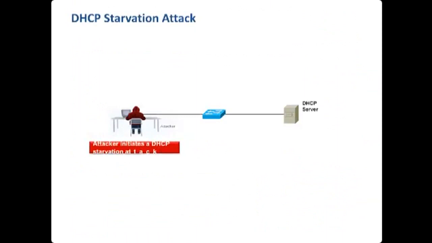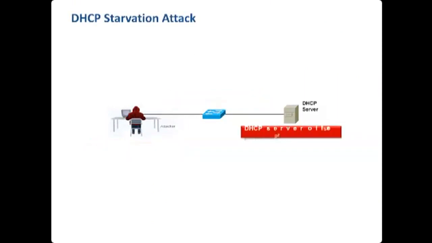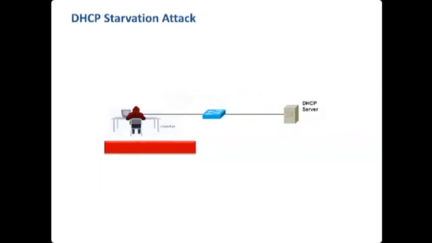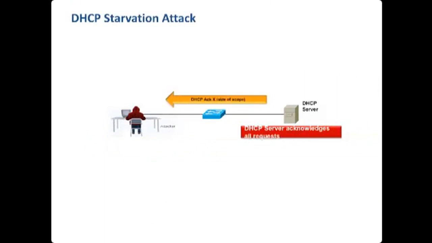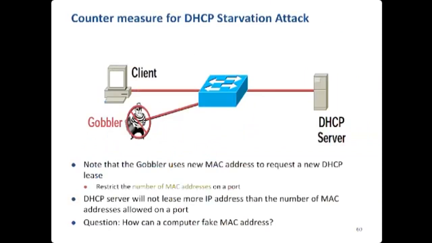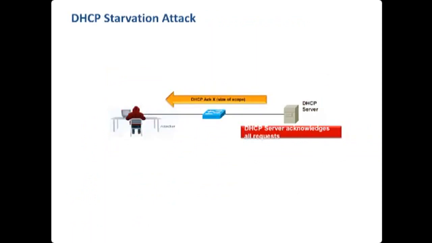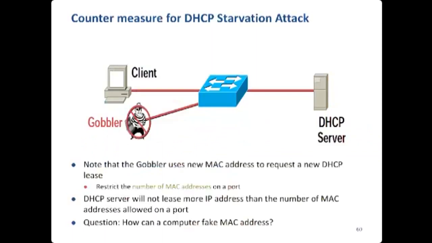Okay, so it's like this. The attacker initiates a DHCP starvation attack. She sends a DHCP discovery message, basically wants an IP address and so on. And then the server responds and she accepts it, and requests and so on, right? The DHCP server acknowledges all requests. So she continuously sends these requests and the server will keep sending offers, and then Mallory will acknowledge it, right? It means that now she is able to grab all the addresses.